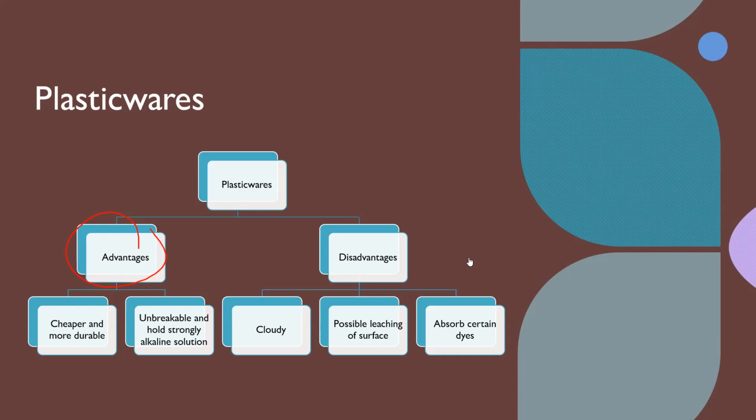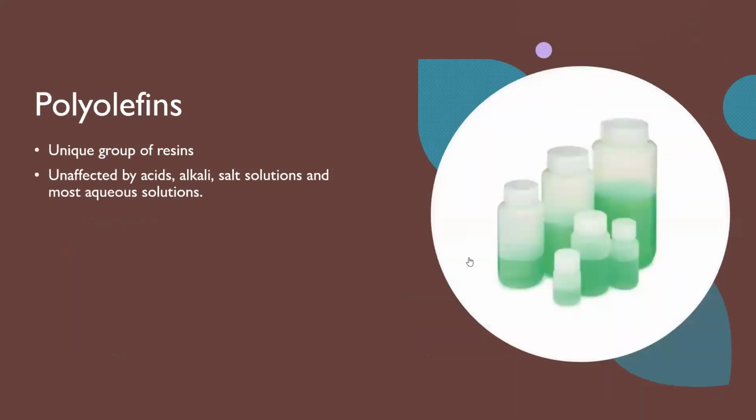So again, these are your plasticwares. Advantages: cheaper, durable, unbreakable, and can hold alkaline solutions. Disadvantages: cloudy, prone to leaching, and absorb certain dyes.